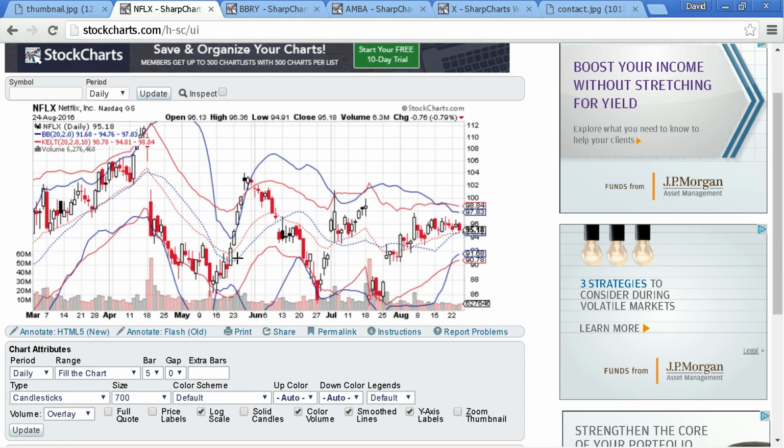No guarantees, of course, but Netflix is a perfect example. At the point where both of the Bollinger Bands came within the Keltner channels, right about here, look at that big move afterward. If you had purchased a straddle or strangle right here, you probably would have done pretty well. All right, so that's just one example.